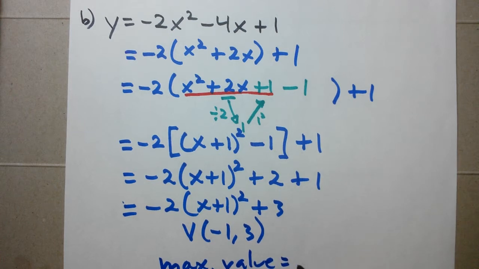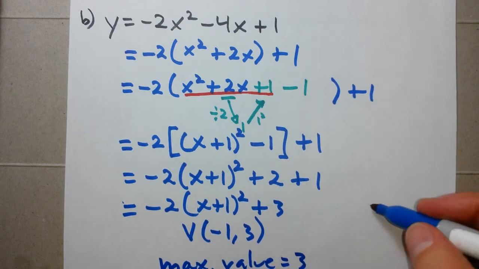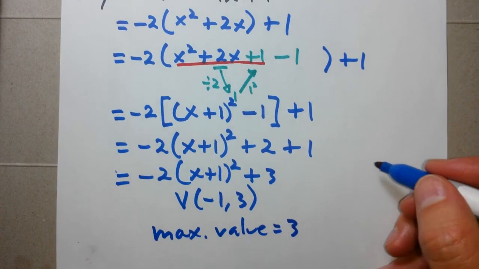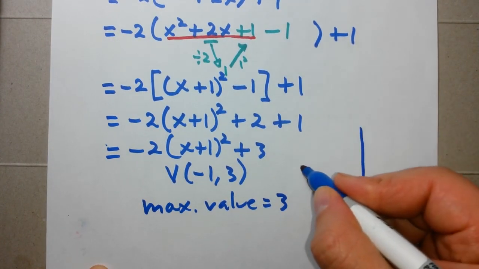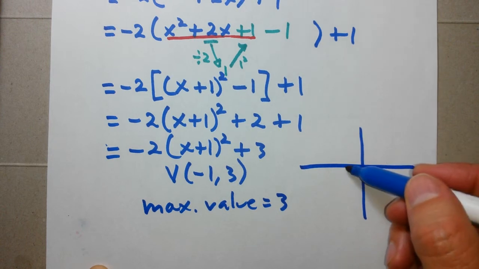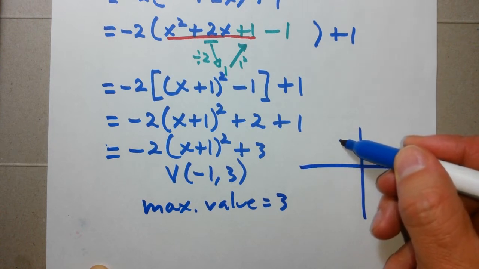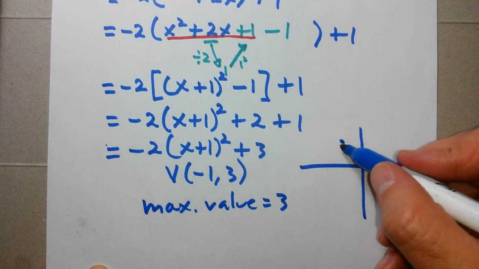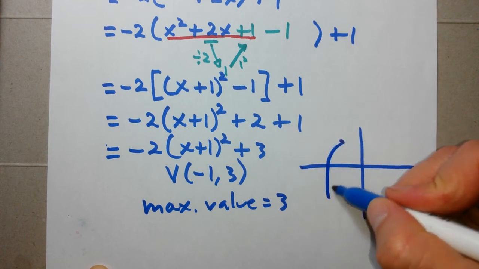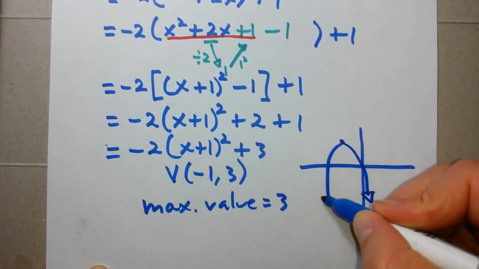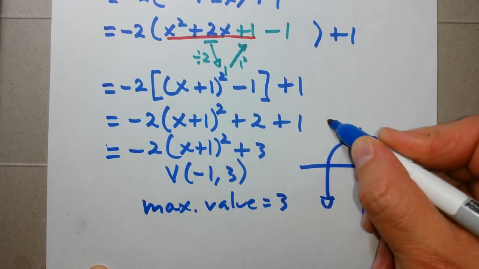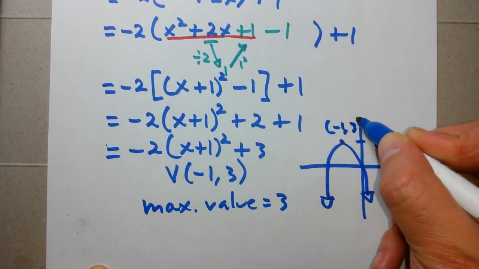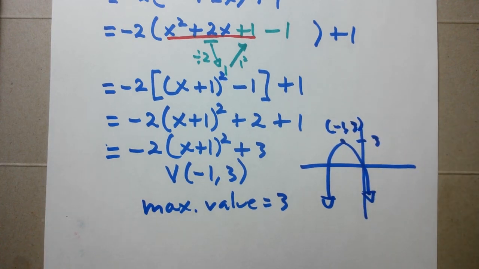And of course, if you want to do a rough sketch, we know that the vertex is negative 1, 3, and it's going to be opening downwards because the a value is negative, and we know that the maximum value here is going to be 3. We know that the coordinates of that are negative 1, 3. Okay, and that's all.